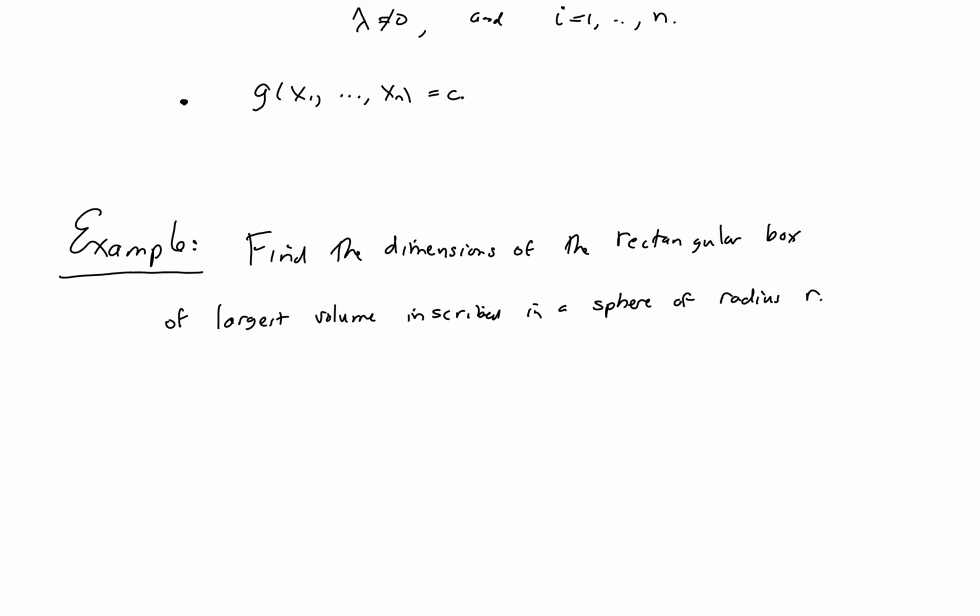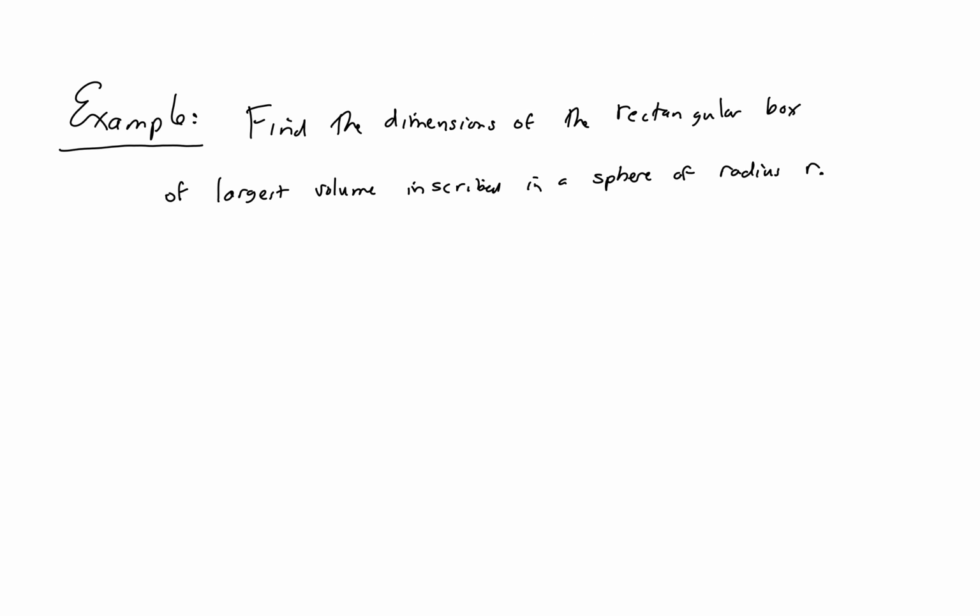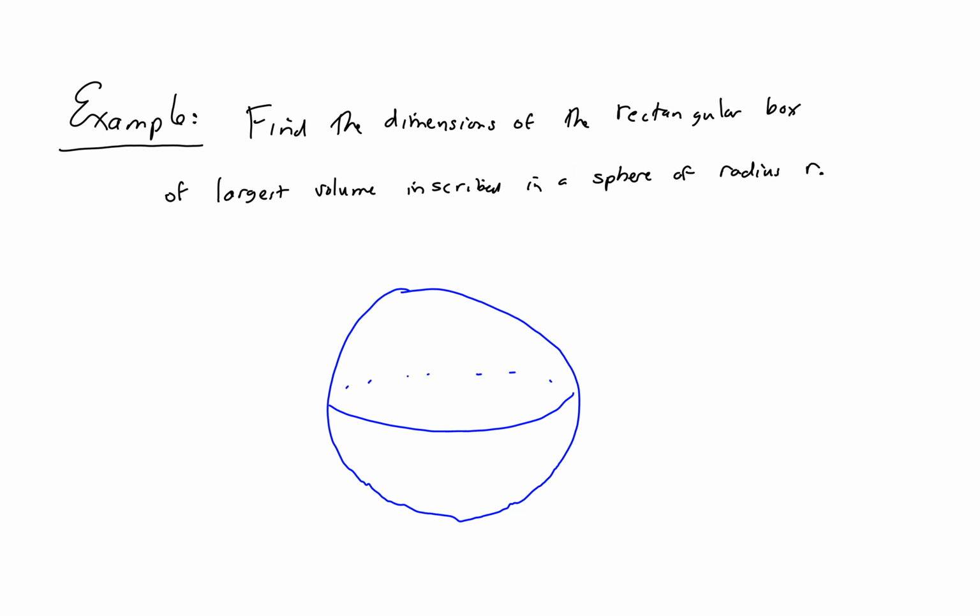Okay, so we want to find the dimensions of a rectangular box of largest volume inscribed in a sphere of radius r. So what that means, if we look at a picture here, is we take a sphere of radius r like this, and we'll say the center of this is the origin. And what it means by a box inscribed is you have a box inside of it where each of the corners touches the sphere.